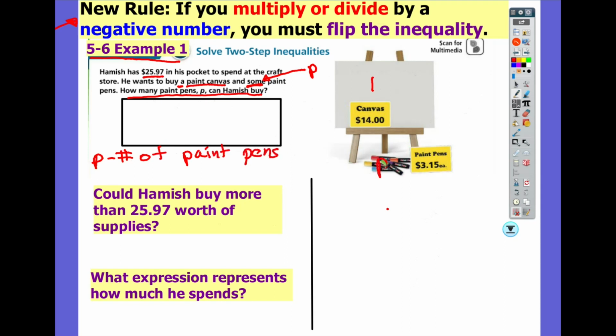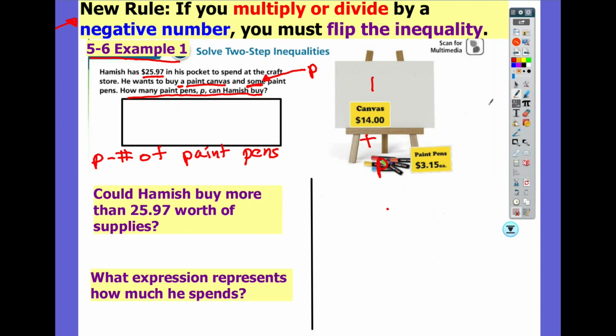So we'll say it's like P amount. So he'll buy the canvas, one of them, plus the paint pens for $3.15 each. So let's answer a few questions that I think might help us set up this problem logically. So let's start. I'm just going to address the question, could Hamish buy more than $25.97 worth of supplies?